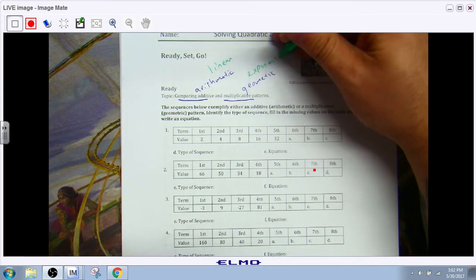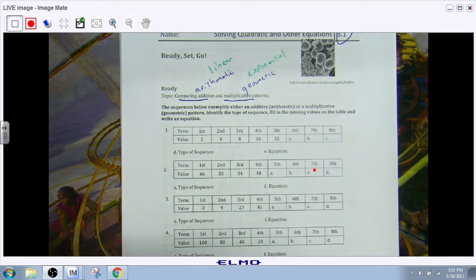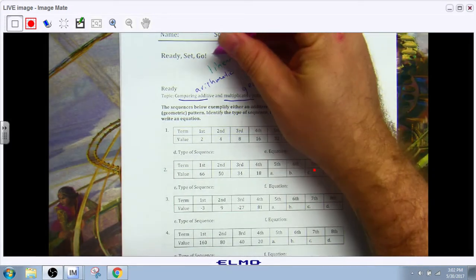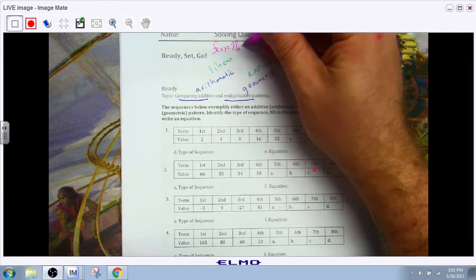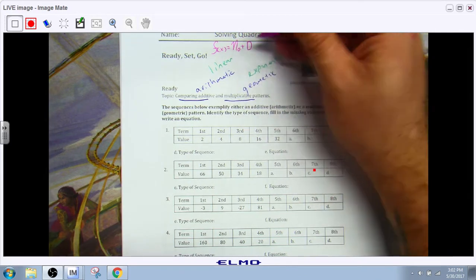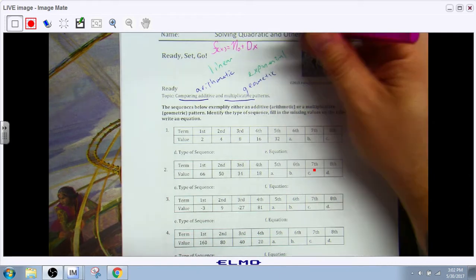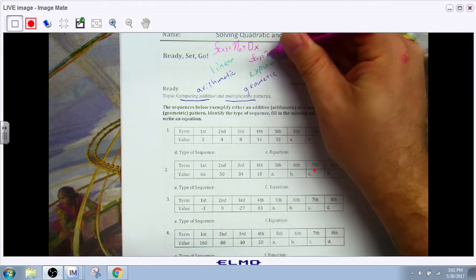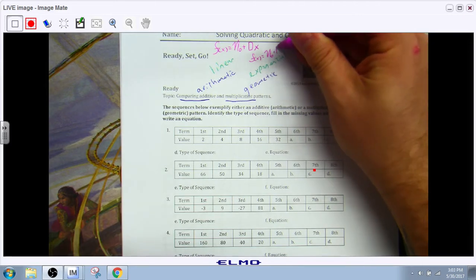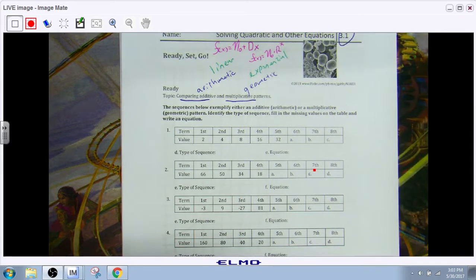Okay. And just as a quick reminder, the general form for linear is going to be f of x equals our n sub 0 plus our common difference times x, whereas for exponential, it's going to be f of x equals our n sub 0 times our ratio to the x power. Those are our general forms of those equations. We've touched on this before, but it's been a while. It doesn't hurt to refresh it.